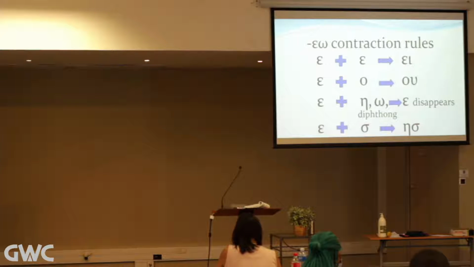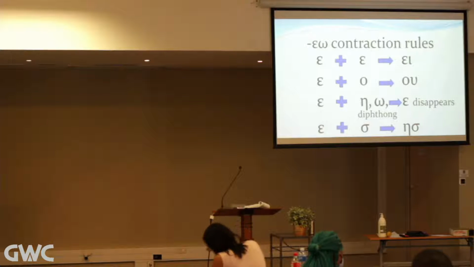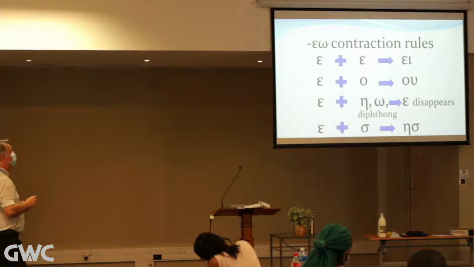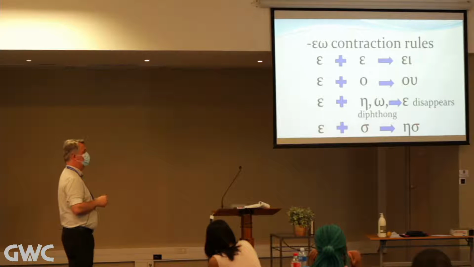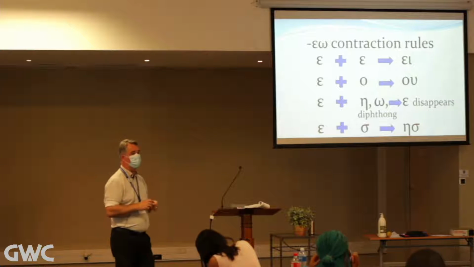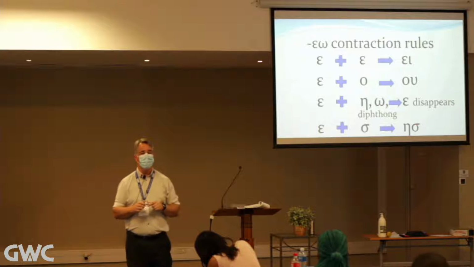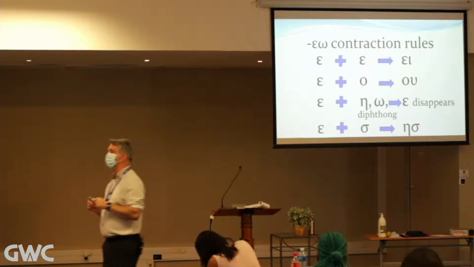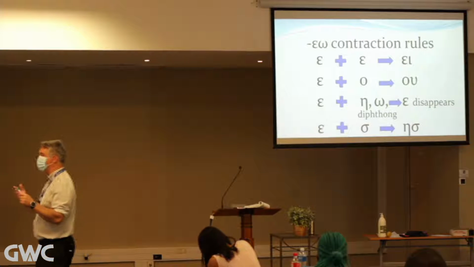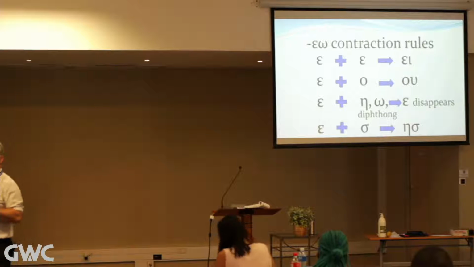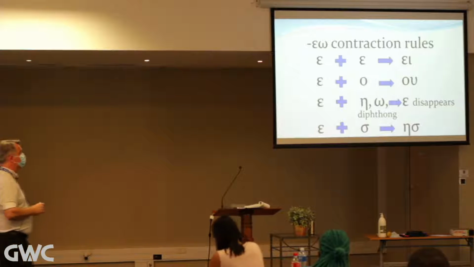If I add the sigma there, epsilon plus sigma, what happens is that the epsilon lengthens. The epsilon lengthens. That's our new rule for the EO verbs. The other rules you've had before, don't worry, write them all down. But now we're adding another rule in there. Epsilon plus sigma gives you lengthen, eta sigma.